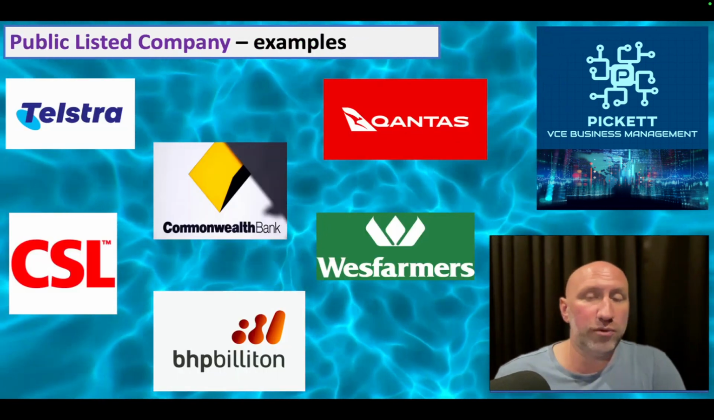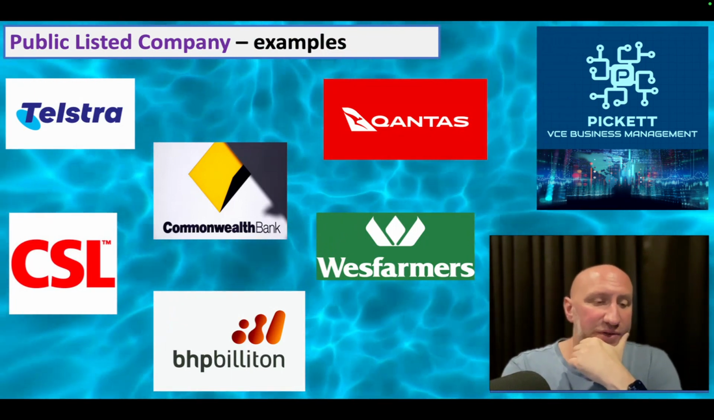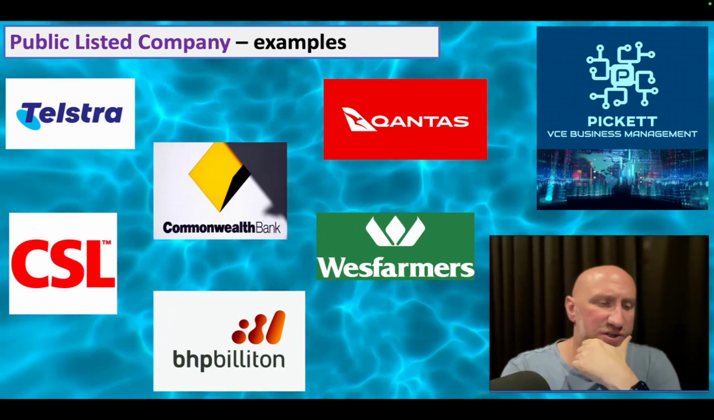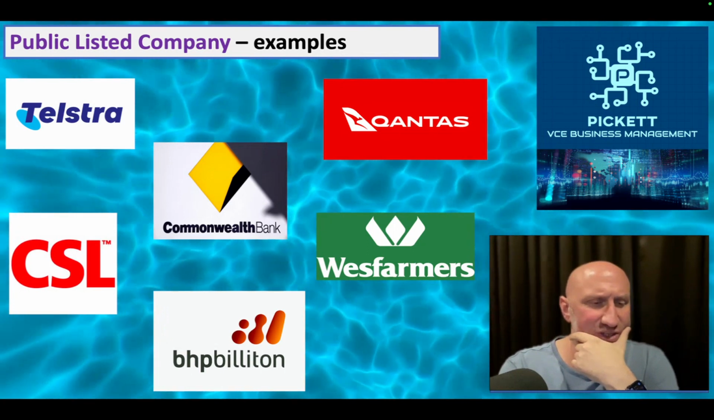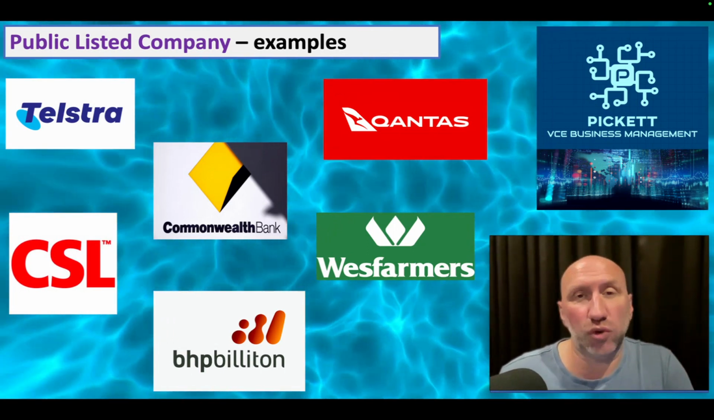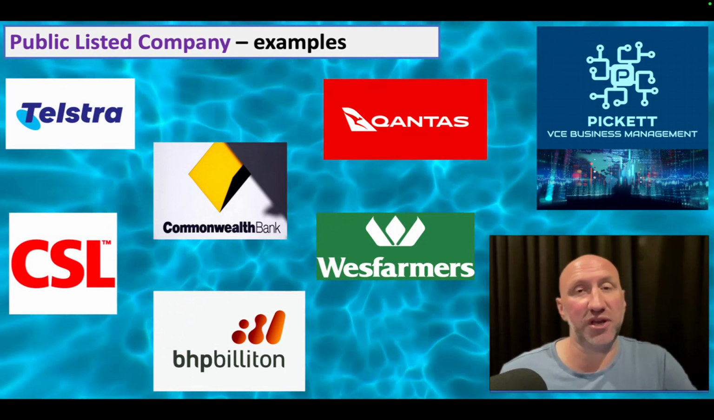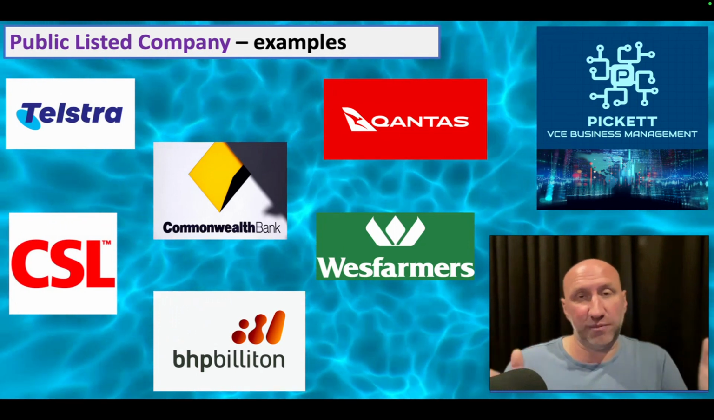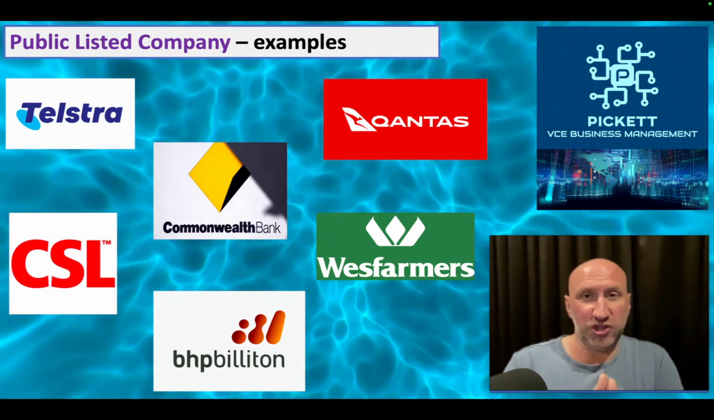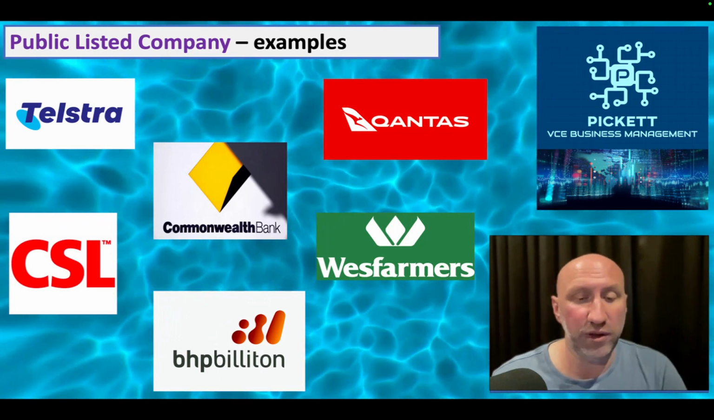Okay, so some examples of public listed companies here. I don't think any of those you would are CSL, Commonwealth Serum Laboratories. This is a pharmaceutical company, actually originally owned by the government, and the government floated it, sold it off to the public. If you'd have bought shares in that 20 or 30 years ago and still had them, you'd be doing very nicely. They've done very, very well.